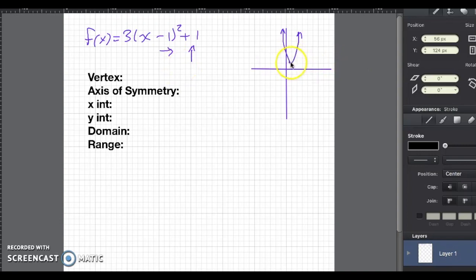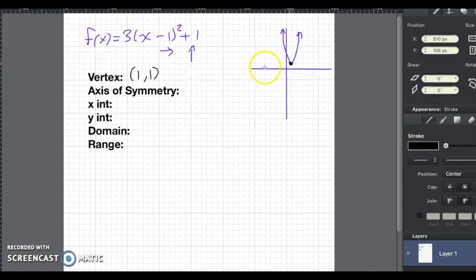Okay, so the vertex. We could look at where it is. Some of us have already figured out that this kind of tells us where the vertex is, because all of the parent functions start from the 0, 0 point, the origin, right? So the vertex in this case is going to be at 1, 1. Okay? It's going to be right there.